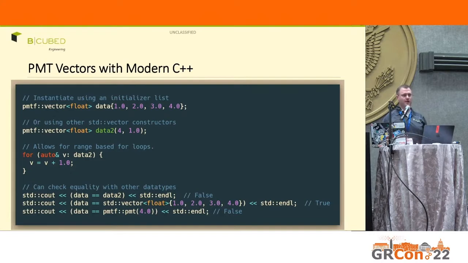There's also PMT scalars and PMT strings. Those are more straightforward. I didn't produce examples here, but they're fairly simple. The new PMTs encapsulate most of the functionality of the previous ones.